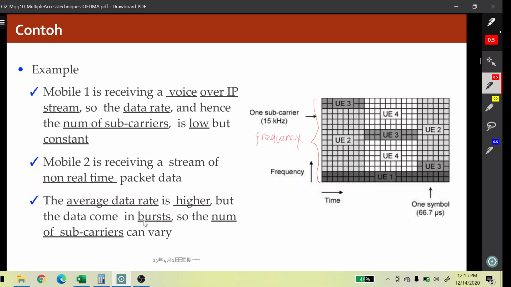Now, for voice over IP, we don't need a large data rate, only a low data rate. And because of that, the number of subcarriers allocated to voice over IP is not that large. For example, for the mobile over here, or the UE, we don't need to allocate a large data rate. Thus, we don't need a very large number of subcarriers. We need only two subcarriers over here for voice over IP.